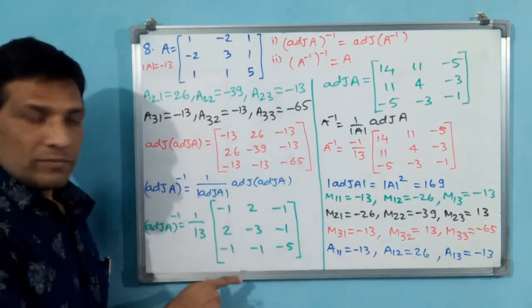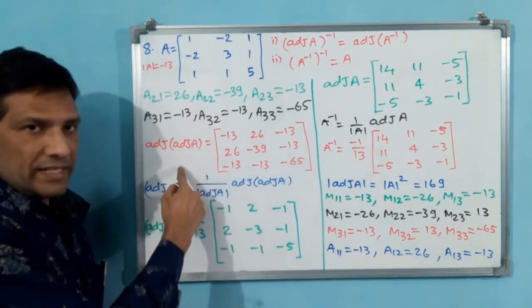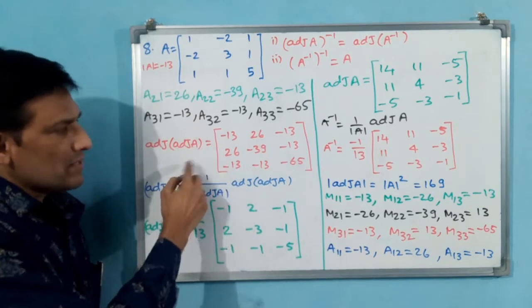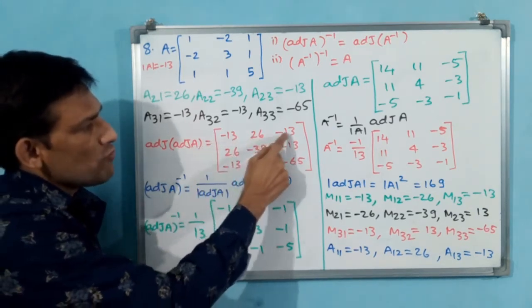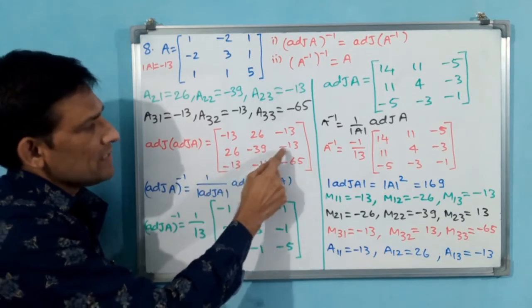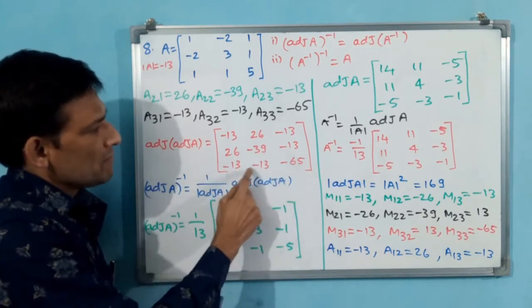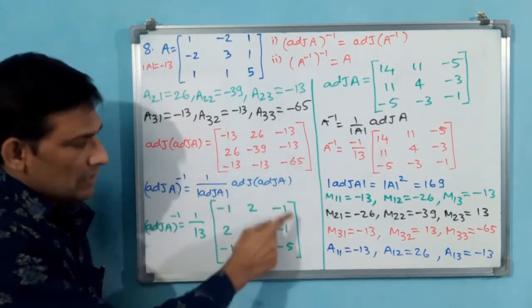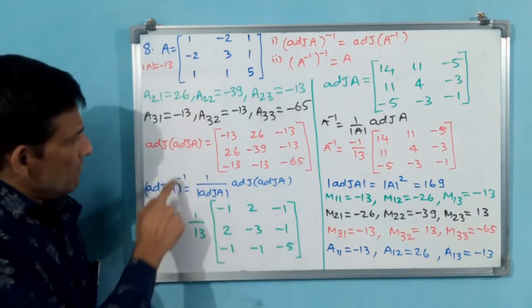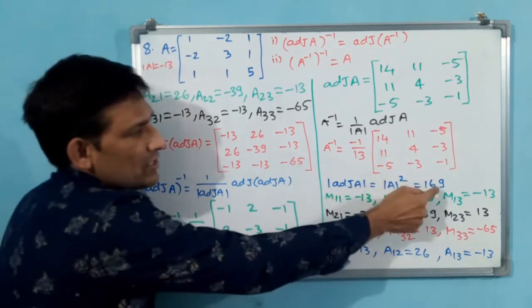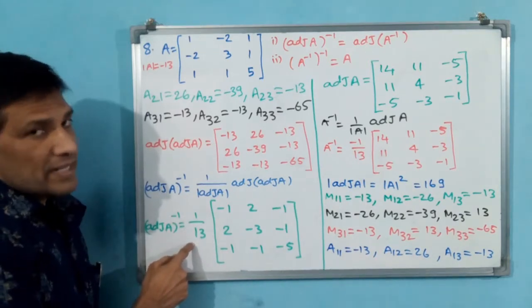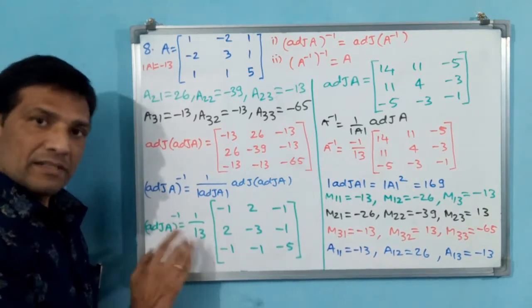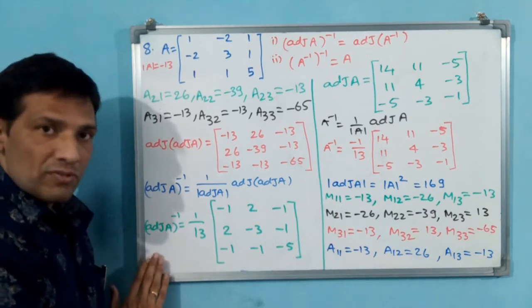How this has come, you know? I have taken common 13. If we take 13 common, 13 will be outside, and 1, minus 1, 2, minus 1, 2, minus 3, minus 1, minus 1, minus 1, minus 5, all this will come. 13 will be outside. But determinant of adjoint here is 169. 13 divided by 169, 13 times it goes. 1 divided by 13 already is there. Okay. Now we have received this one.